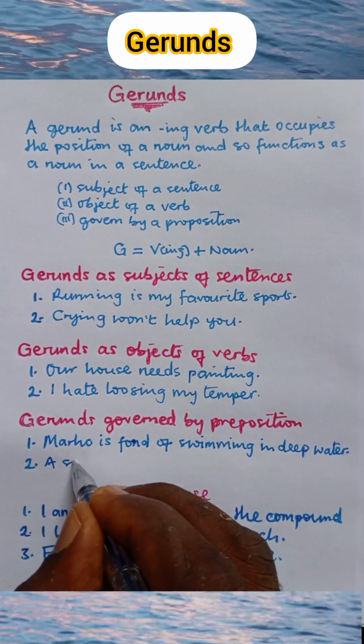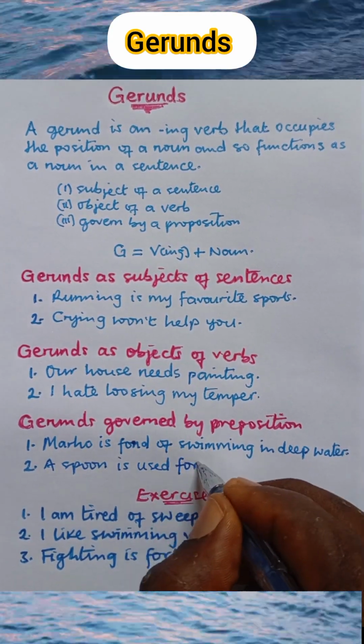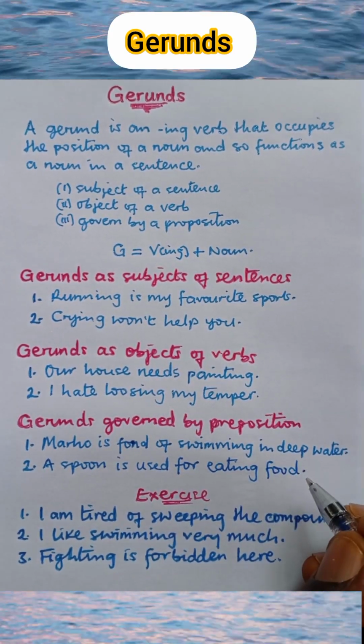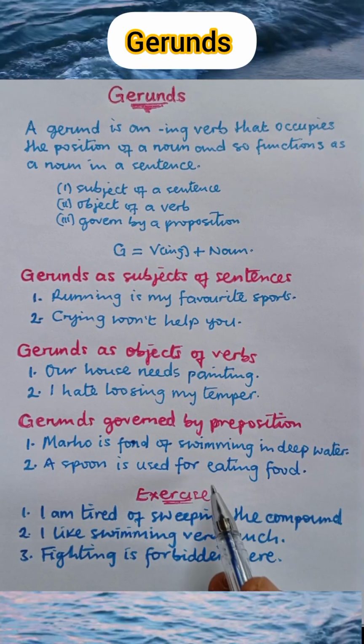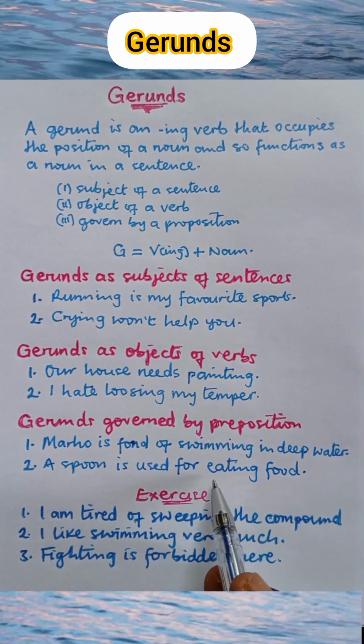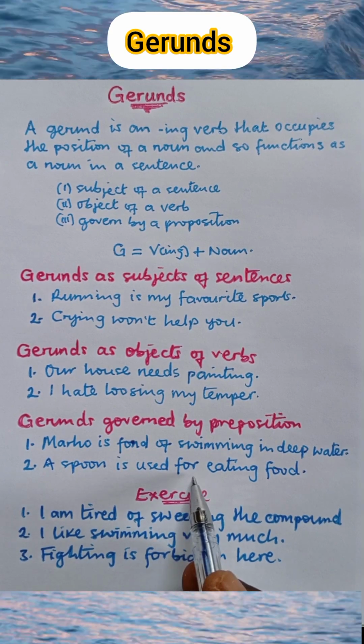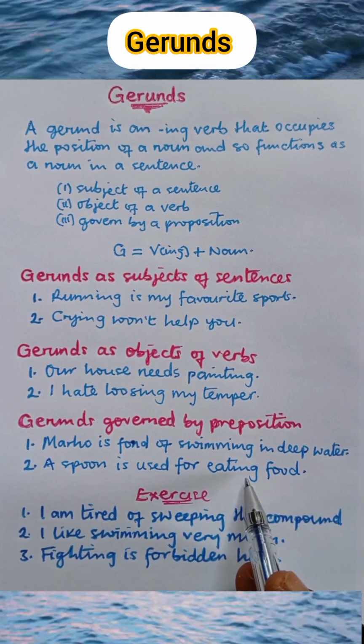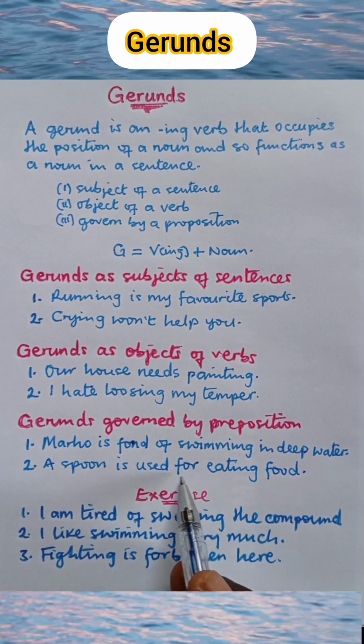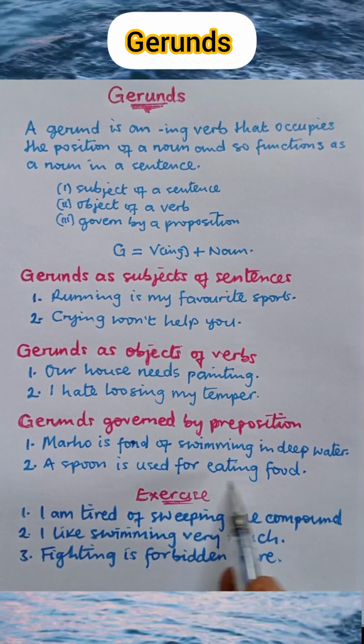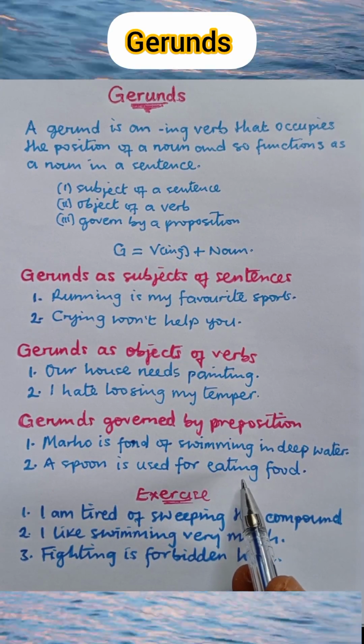Example 2. A spoon is used for eating food. Here, the ing verb is eating. You will notice that eating is preceded by a preposition for. In other words, eating is governed by the preposition for. Eating in this sentence, therefore, is a gerund.